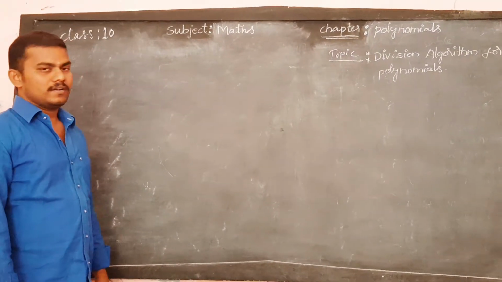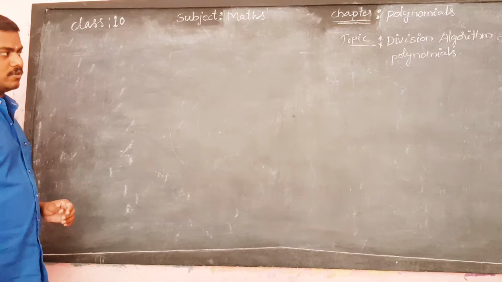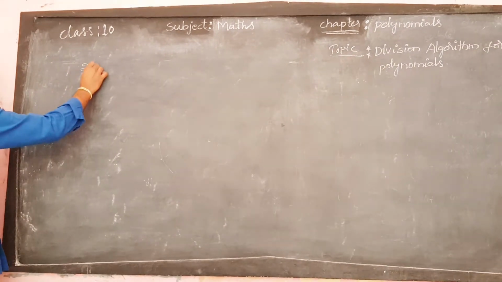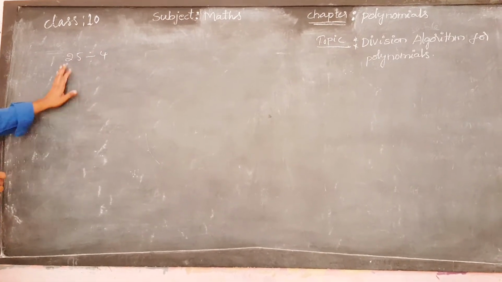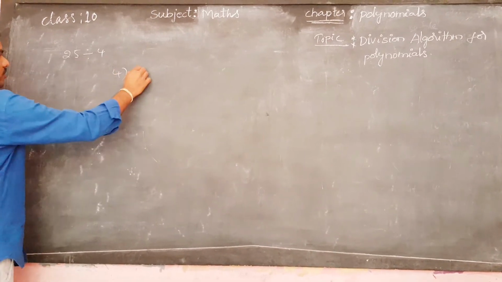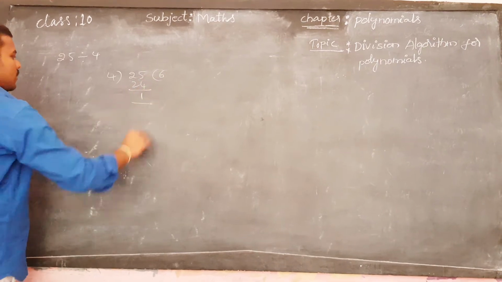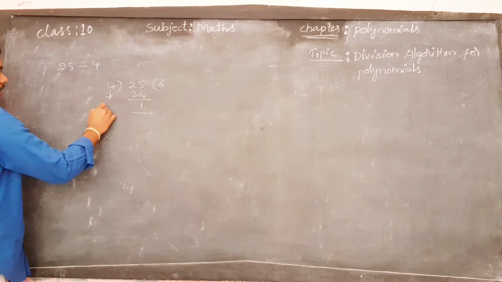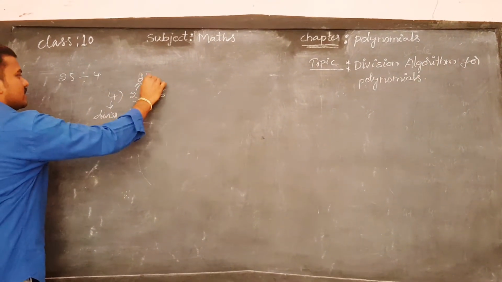Division algorithm for polynomials. This is already learned about in ninth class. Divide two numbers: 25 divided by 4. Here 4 is the divisor and 25 is the dividend. 4 sixes are 24, remaining is 1. So 4 is called the divisor and 25 is called the dividend.